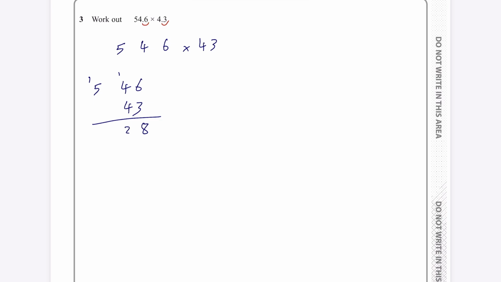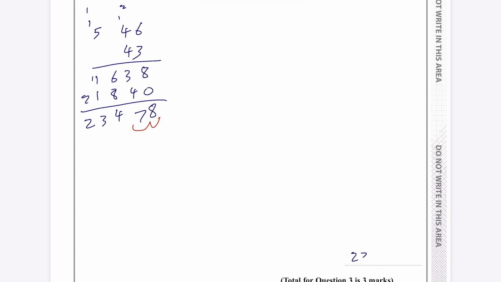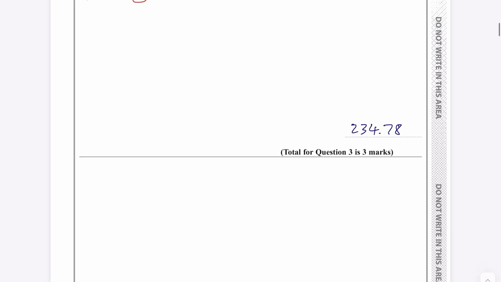4 times 3, 12, that's 13, 15, 16, 17. And then 4 times 6 is 24, 16, 17, 18. 4 times 5 is 20, that's 21, so that's 8, 7, and that's 8 plus 7, that should be 6 there. That'll be 14, that'll be 3, and that'll be 2. Now, because we hopped the decimal out twice, we're going to hop the decimal back in twice, so that's that, and then that there. So that then becomes 234.78 as the final answer.